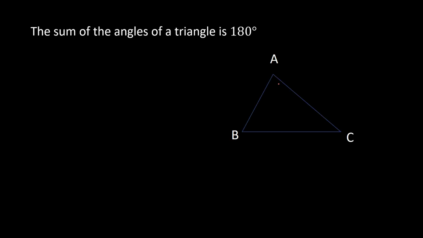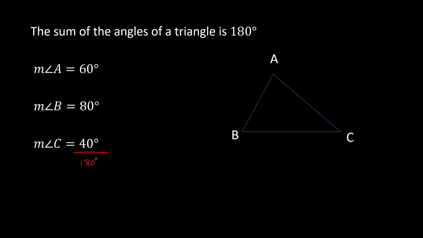Next, we have a theorem that says that the sum of the angles of a triangle is 180 degrees. So for example, if the measure of angle A is 60, the measure of angle B is 80, and the measure of angle C is 40, when you add them all together, we will always get 180 degrees. So it doesn't have to be 60, 80, 40, as long as the measures add up to 180.